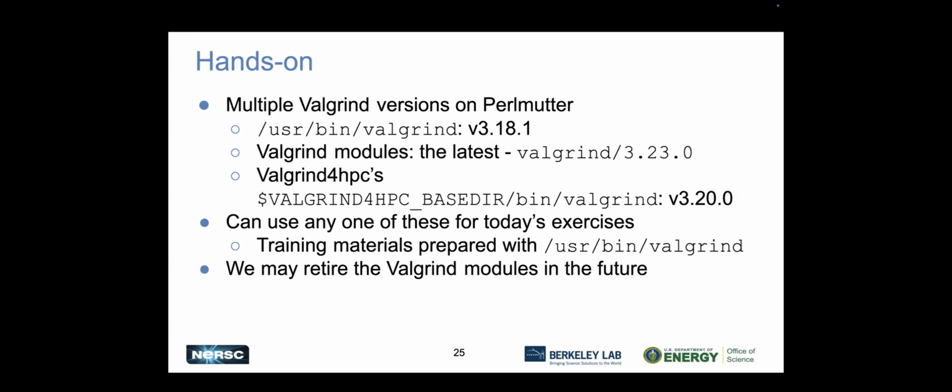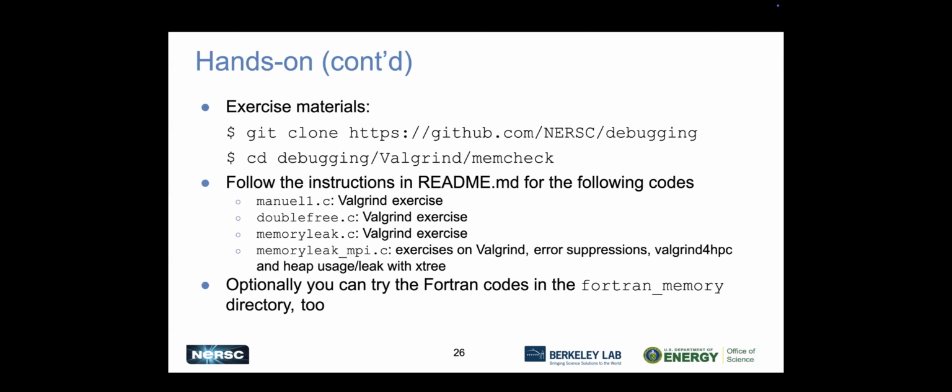This one is 3.20.0. You can use any of these for today's exercise, even though we prepared the training material using the system provided one. And we may retire the Valgrind modules in the future. For the hands-on material, git clone this repo and cd to the Valgrind memcheck directory, and follow the instructions in the README file here. If you are interested, you can try the Fortran code in the Fortran_memory directory as well.